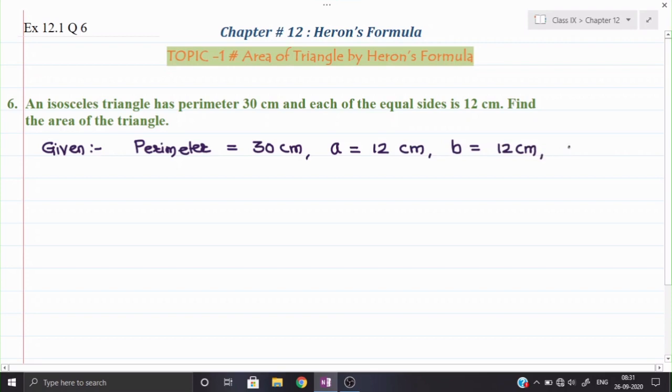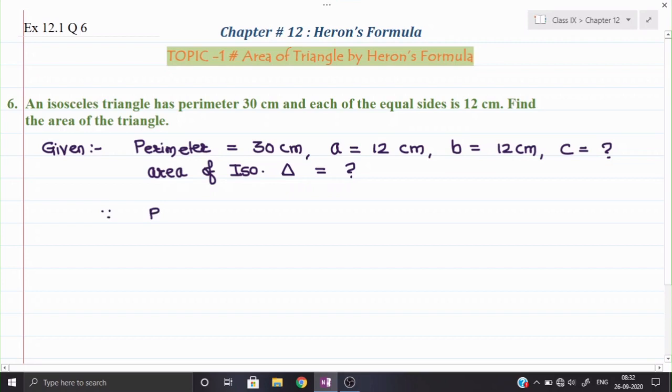And the third side, whichever is unequal to these two, that is unknown. C we don't know. We need to find out the area of the isosceles triangle, that is required here. Okay, so let us see how we can find it out. We can find the area with the help of Heron's formula. First of all, we will write down the formula.